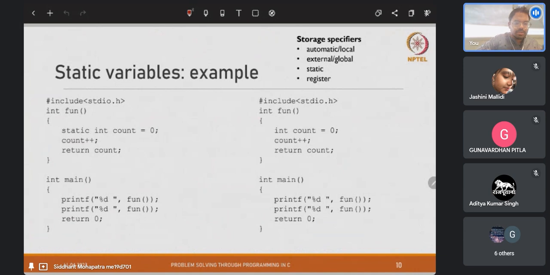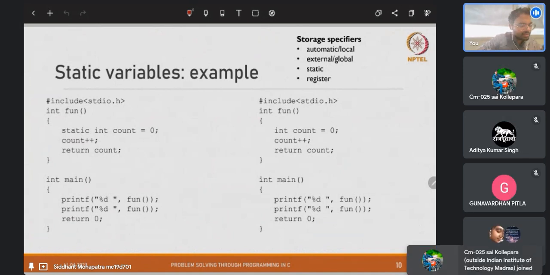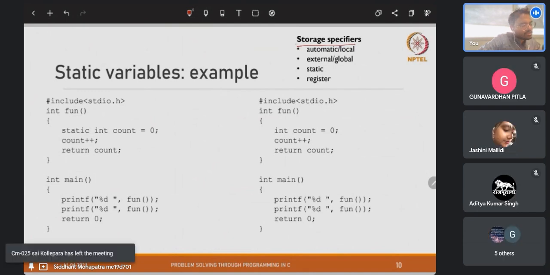I'll briefly talk about the static variables. So static variables, first of all, what does static mean? It is a type of storage specifier. Storage specifier meaning that it has something to do with where the variable is stored and how long it is stored. So basically we can define till how long the variable should exist in a code. That is what this storage specifier does.